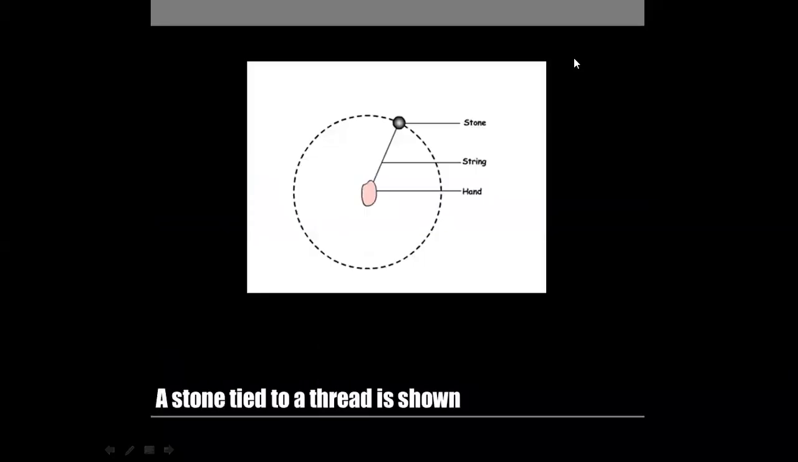So I will start my topic with a very simple example. As you can see in this figure, take a small stone and tie that stone with one end of a string, and hold the other end of the string in your hand. Now start rotating the stone holding the string. Like this is your hand and you are rotating that string, and the stone is moving in a circular orbit. The motion of the stone is called circular motion because the stone is moving in a circular path.